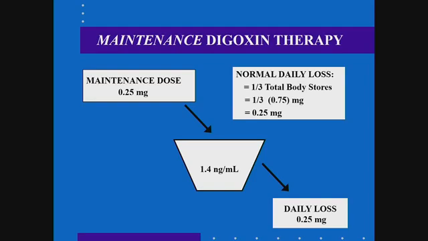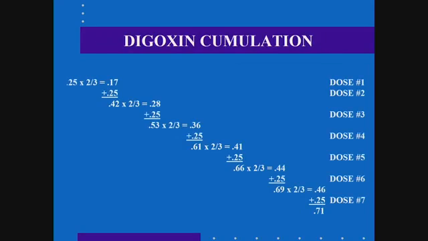So 1/3 of the total body stores at time 0, namely 3/4 of a milligram, 1/3 of that is a quarter of a milligram. So that is the daily loss, and that is the loss that has to be replaced on a regular basis. So that's how you establish what your maintenance dose should be.